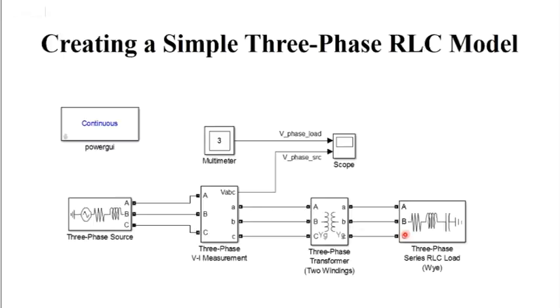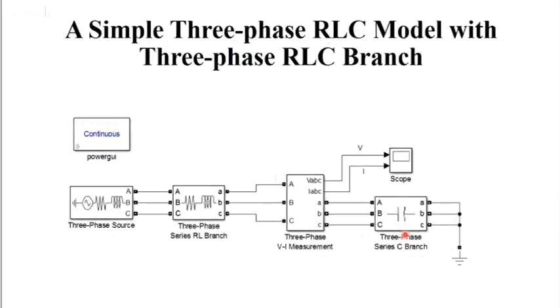So first of all, we are going to create a simple three-phase RLC model with a three-phase RLC branch. In this we have a three-phase source, then a three-phase RLC branch for the transmission line. Even though we have to connect the three-phase source with the load, in between there are wires present. So for those wires, we have to account for the resistance, inductance and capacitance present in those lines.